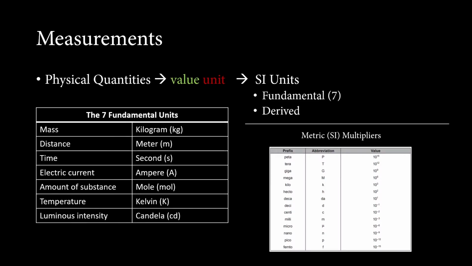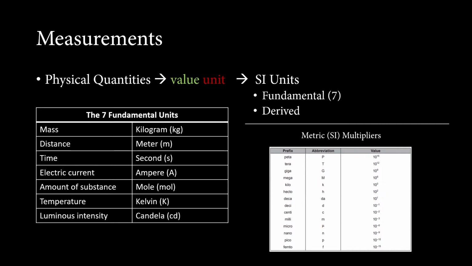Okay, so let's look at measurements. When we're talking about measurements in physics, we're always referring to physical quantities, which are made up of values and units. So values are the numbers. When you say 20 centimeters, 20 is the value, and therefore centimeters is the unit.